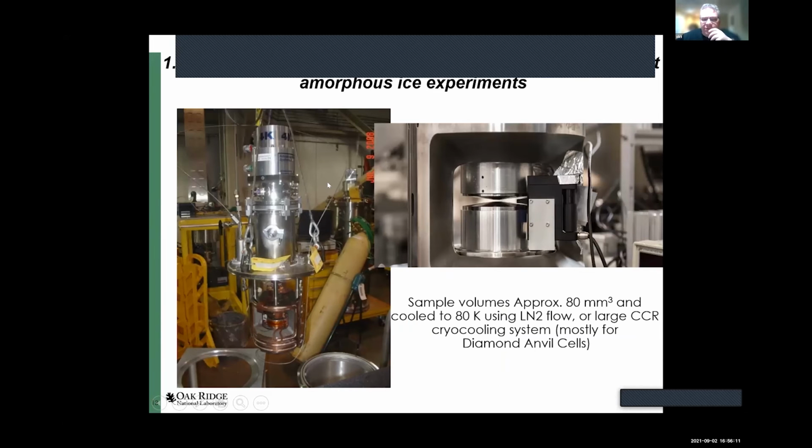Of course, we still use the Paris-Edinburgh cell, which has large anvils. This is tungsten carbide anvils, and the sample volume is about 80 cubic millimeters. It's a sphere. The anvils are excavated out. This is the Paris-Edinburgh cell in the cryostat setup, which we use liquid nitrogen or a CCR, but we almost exclusively use liquid nitrogen now, where we clamp nitrogen channels around the anvils and we pass nitrogen through, and we're just cooling the anvil. And then the hydraulic oil in the press is kept warm by heaters.